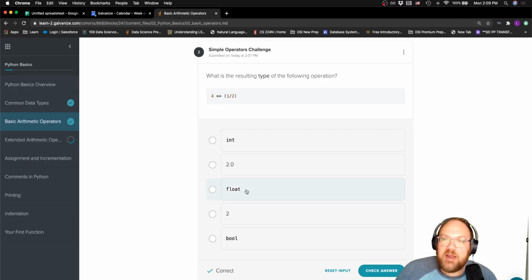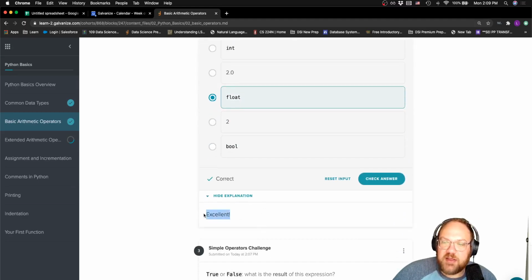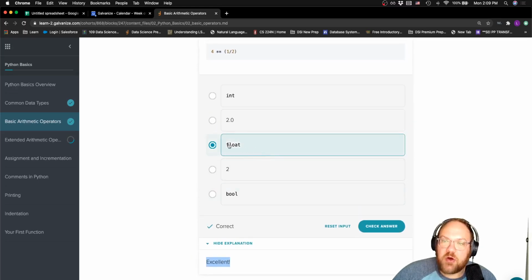And anytime that we're doing exponents with fractions, what we're going to end up working with is going to be a float, right? It's going to have some decimal precision. So we can go ahead and check that answer and look at the explanation, and it says that we are correct. That is indeed a float that will result from that.